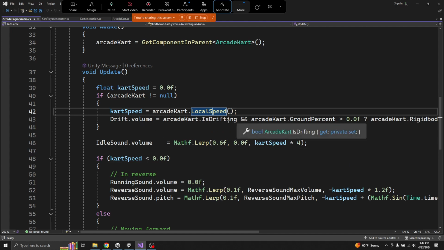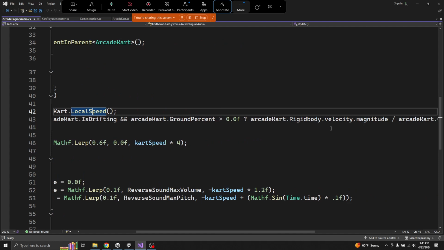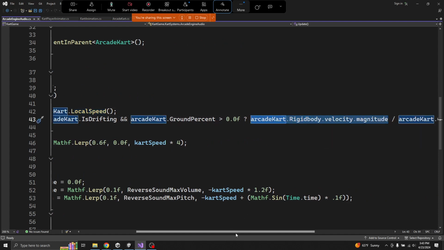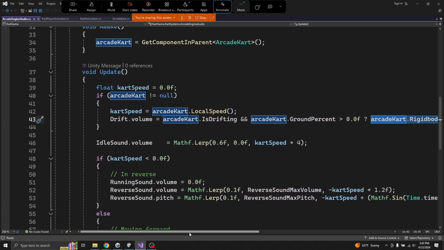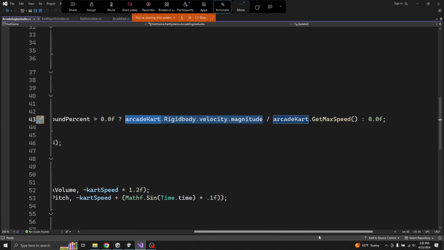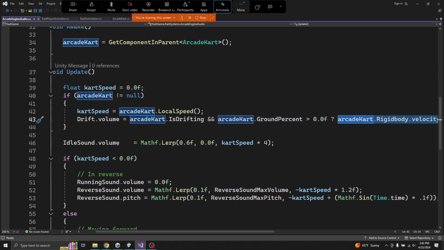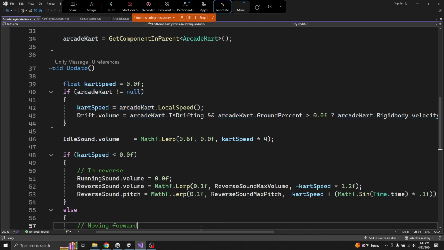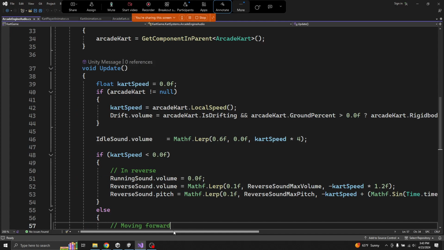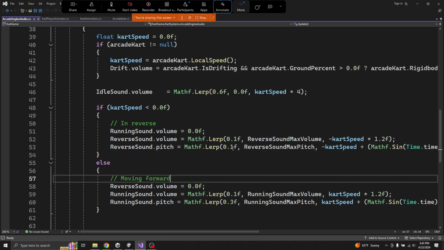And then if we're drifting and our ground percentage is greater than 0, then this will be taken. Take our velocity magnitude divided by our max speed, otherwise 0. So this just changes, if we're in a drift state or not, how we're going to mess with the volume. And we're going to lerp up the volumes.